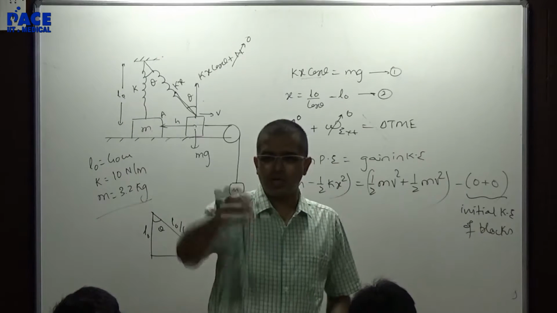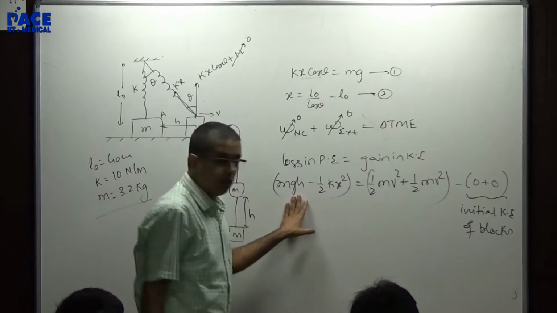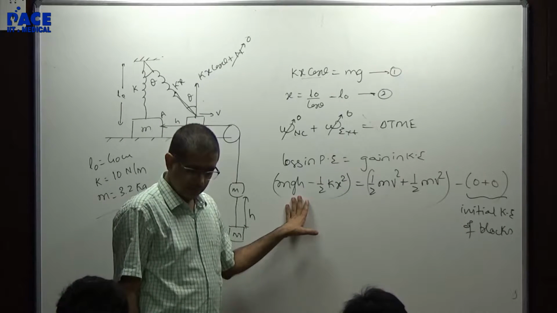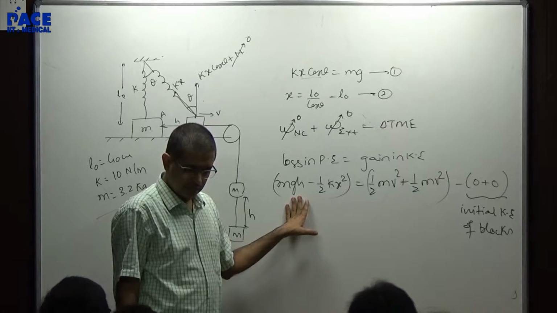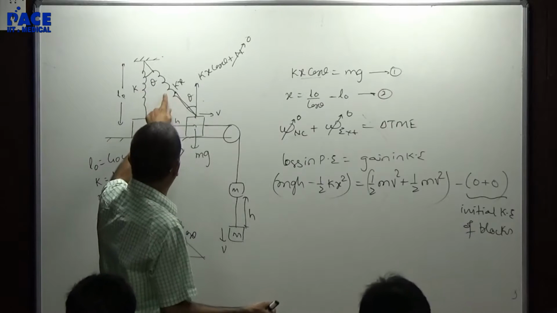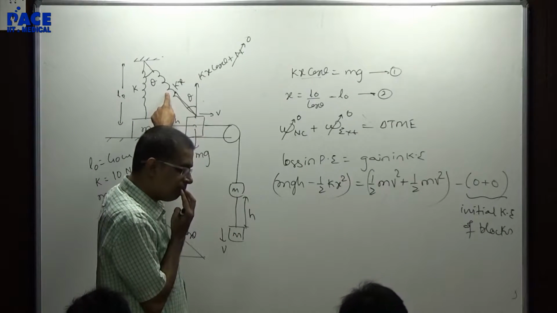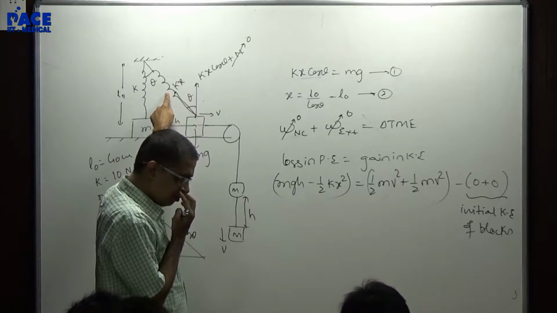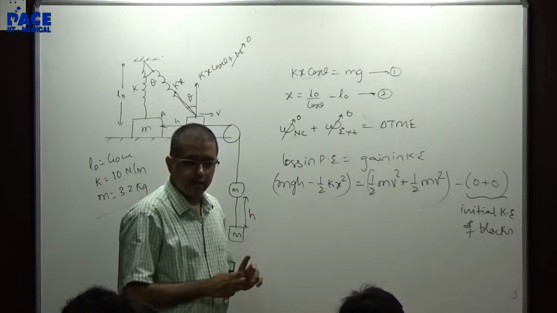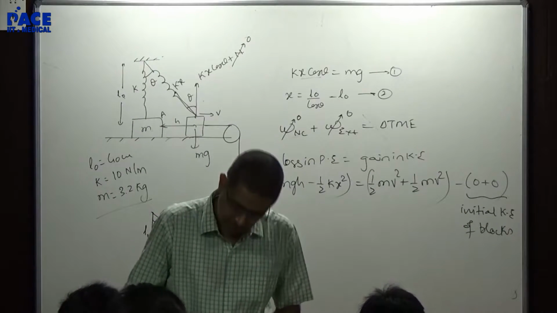When a body comes down, will there be loss? mgh is a loss in potential energy. Till here, are you clear? Yes, sir. Now, when the spring is stretched, there will be gain in potential energy there. Is that clear? Net total loss will be loss minus gain. Is that clear? Okay, sir.